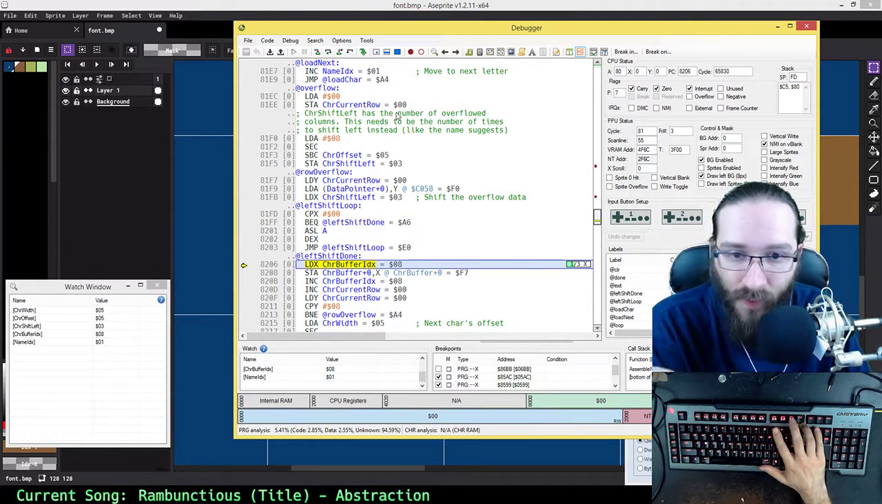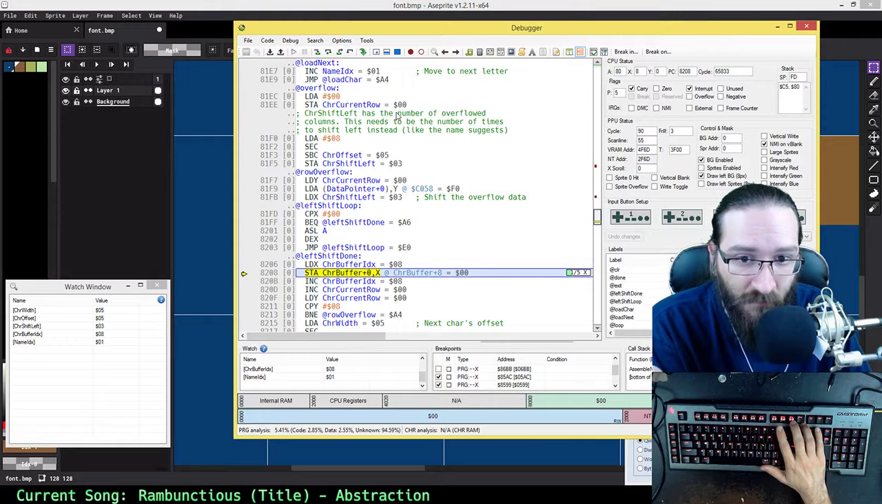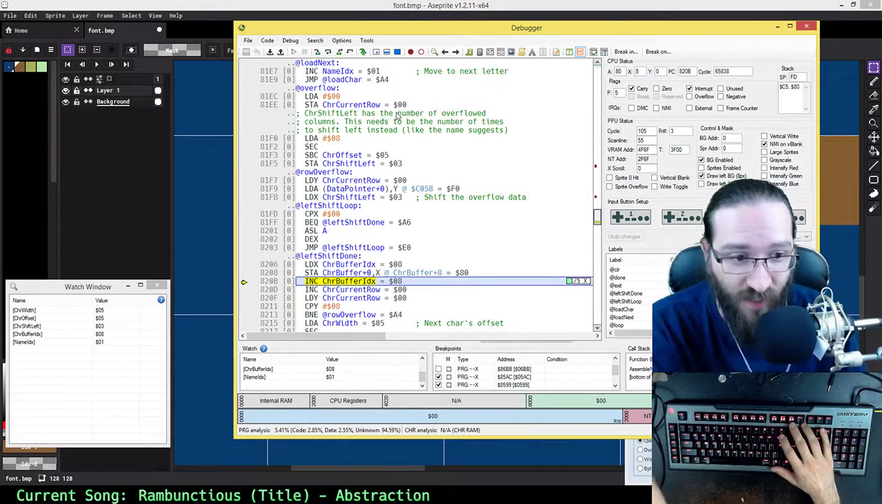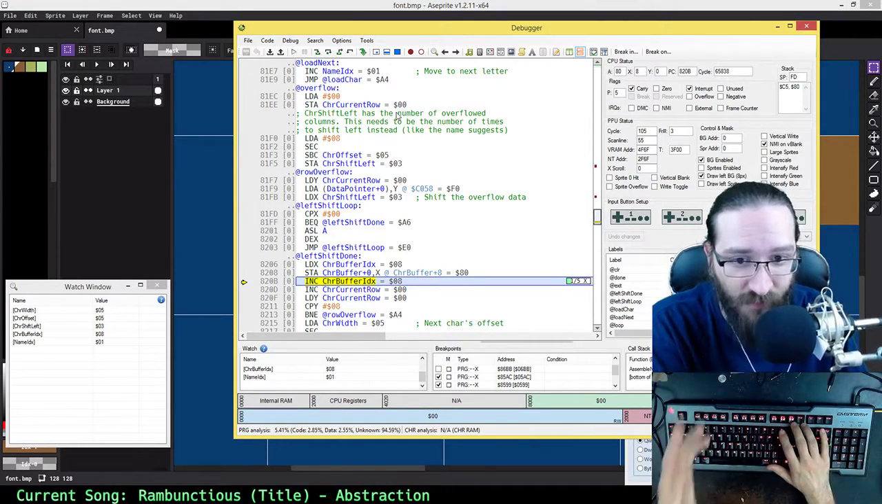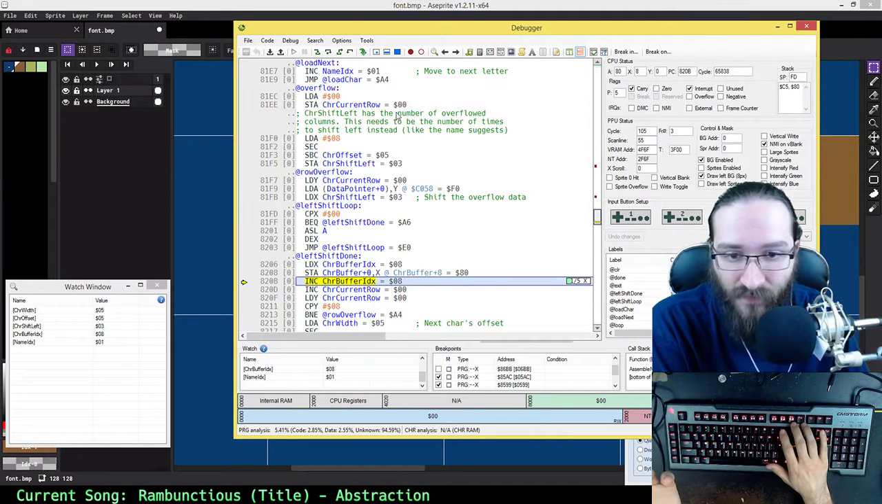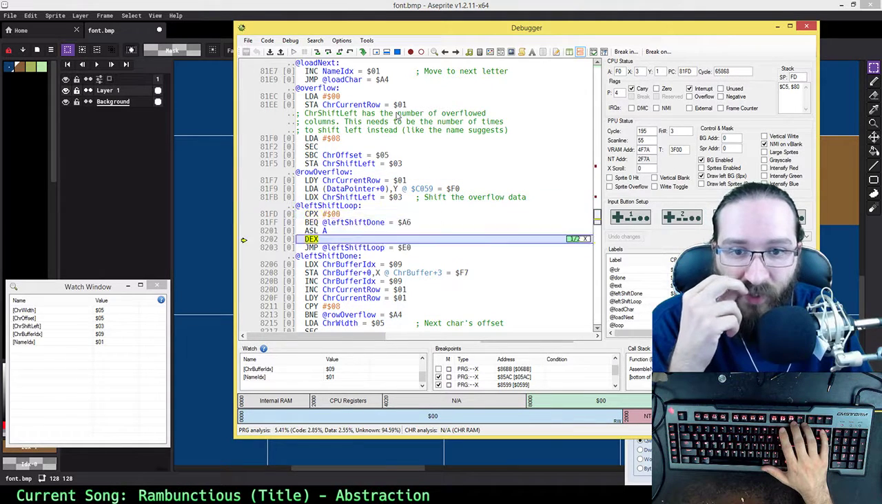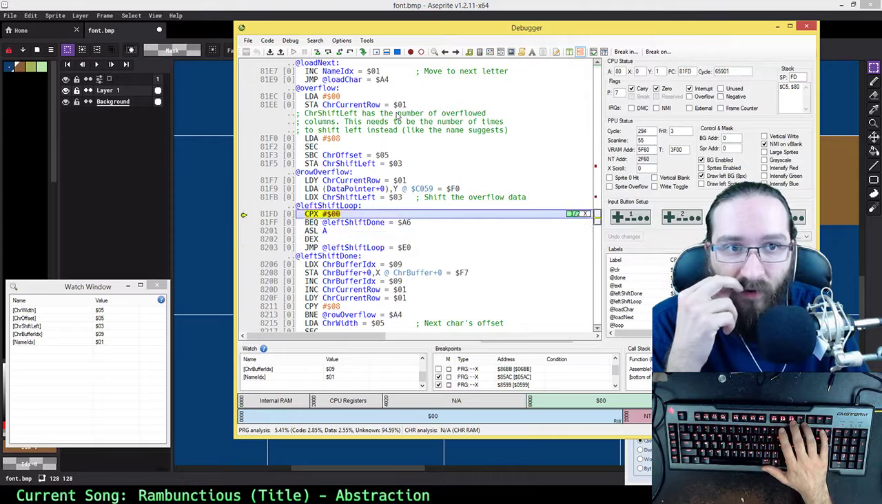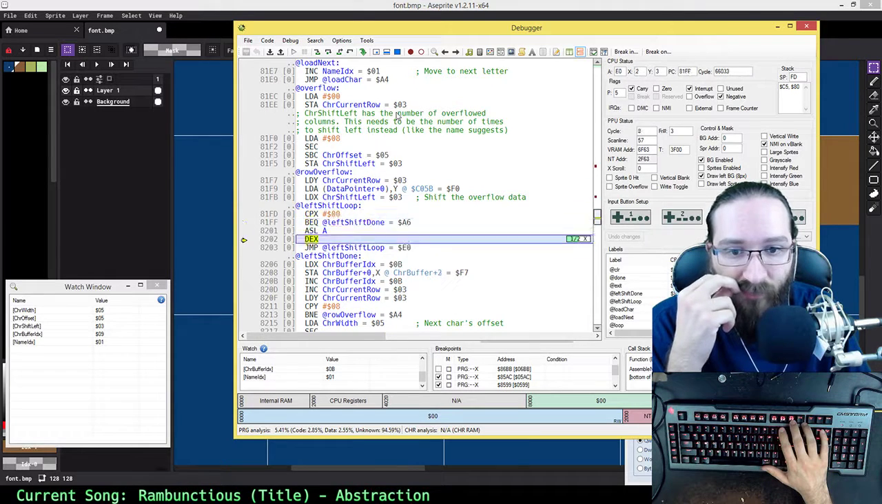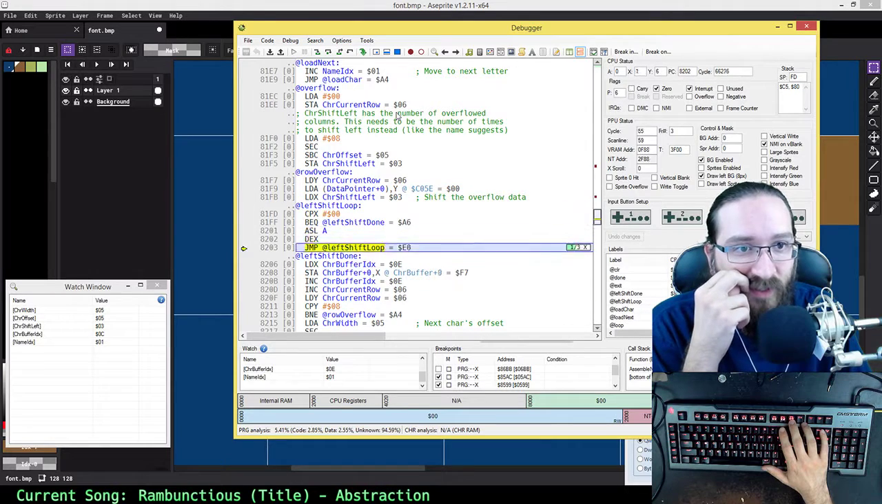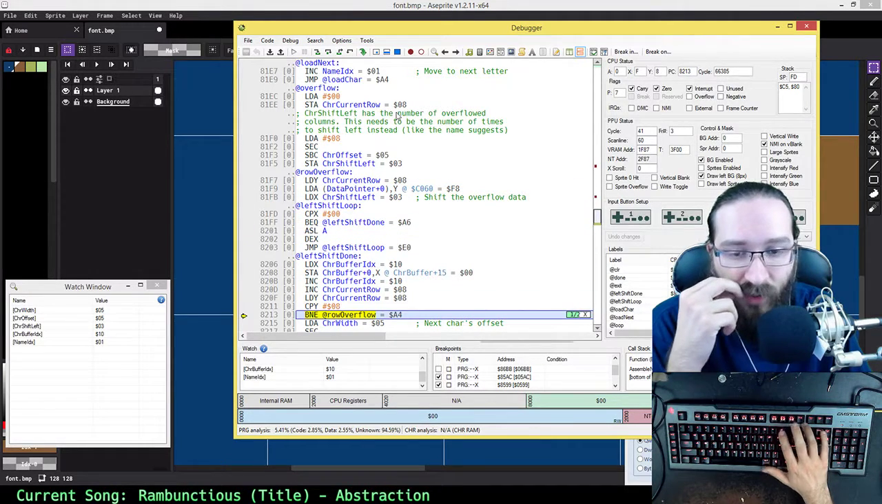Okay. It stores in the next buffer. It just stores it, doesn't OR it, because there shouldn't be anything in that overflowed tile yet, right? This is the first thing that we're writing into it. And then it does that for all the rows. 5, 6, 7, and there we go, 8.